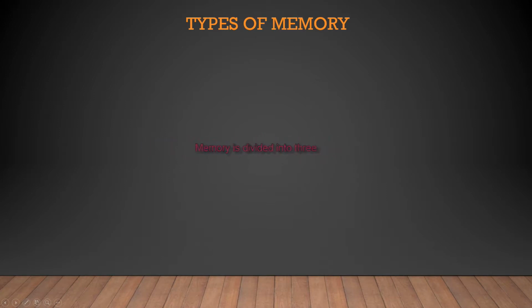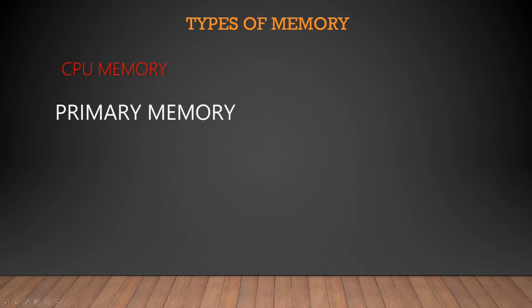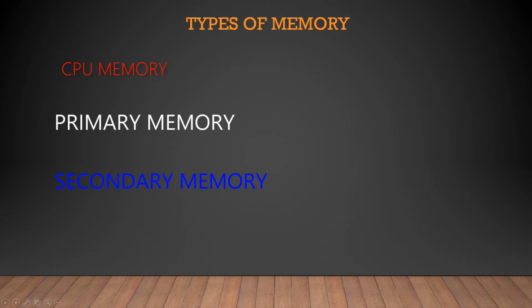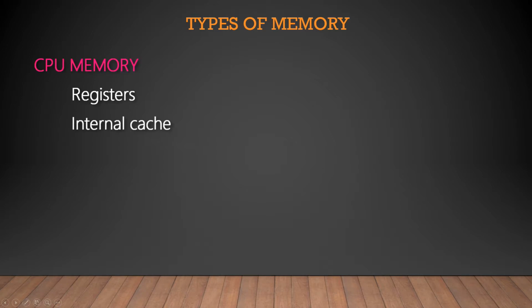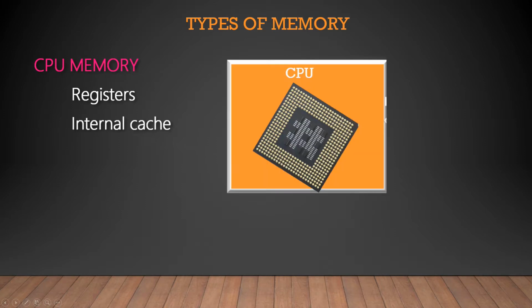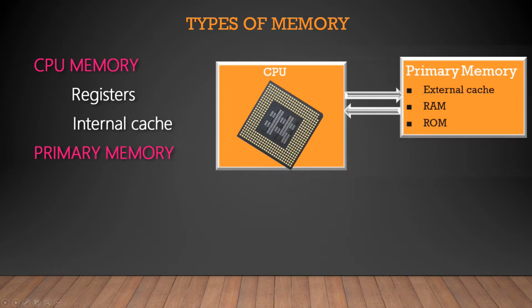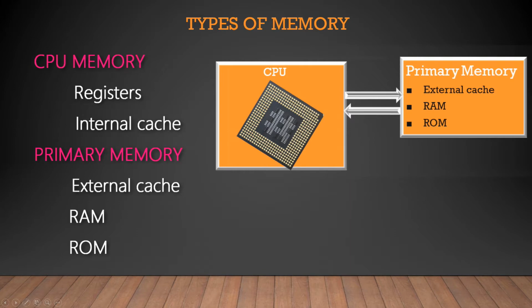Memory is divided into three: CPU memory, primary memory and secondary memory. Now we are going to see what the different kinds of CPU memory are. These are CPU registers and internal cache memory, located inside the central processing unit. Primary memory of a computer. This memory has direct contact with the CPU, and hence it is called primary memory or main memory. Types of primary memory are: external cache memory, random access memory, and read-only memory.